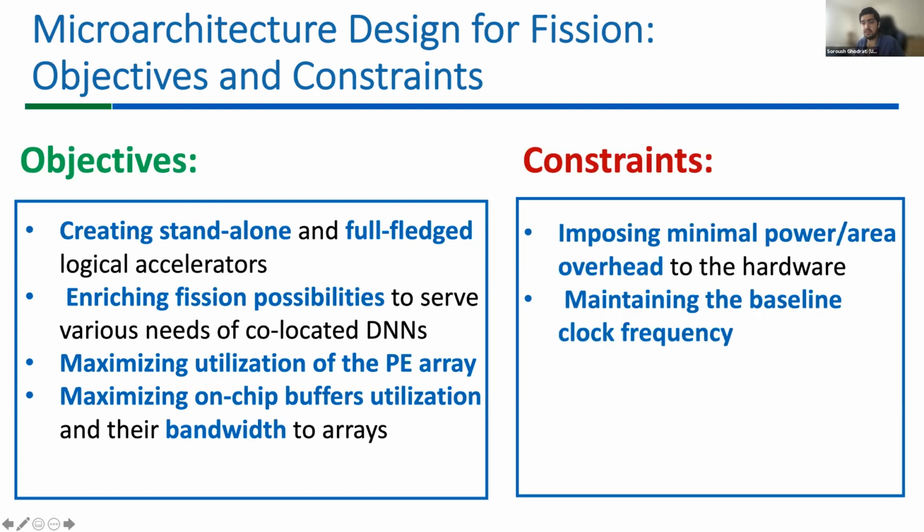While considering these objectives, there are also two design constraints that need to be taken into account. One is architecture fission should impose minimal power and area overhead to the hardware. Otherwise, we would defeat our purpose. And second, the baseline frequency should not be reduced.